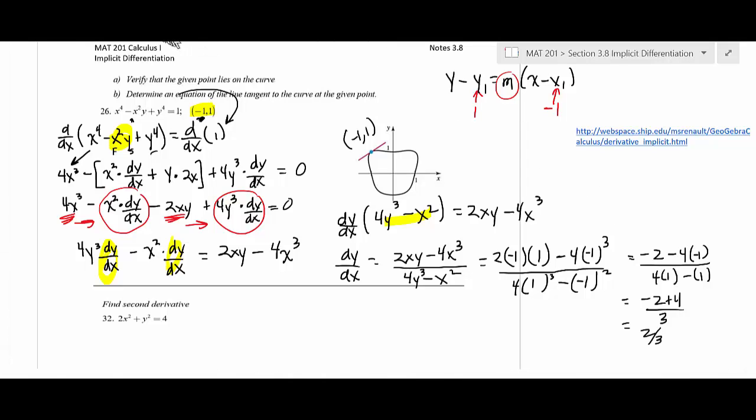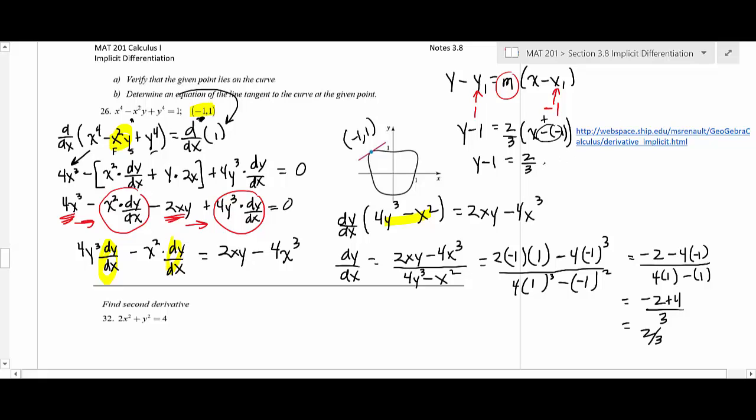So now we put the whole thing together. So what we're going to have is y minus 1, that's the y value of the point, equals the slope, 2/3, x minus -1. Now we're just going to solve that for y, and that gives us an equation of a tangent line. So that's going to be y minus 1 equals 2/3, and you can go ahead and distribute it if you want to. That thing right there is going to be a plus. So you would have 2/3 x plus 2/3. Do it that way if you want to.